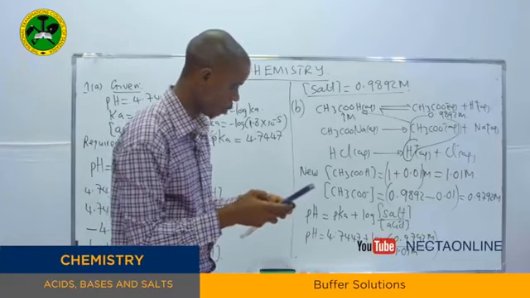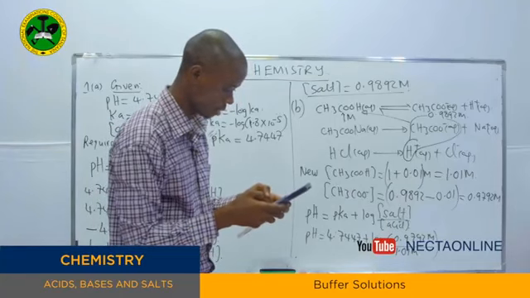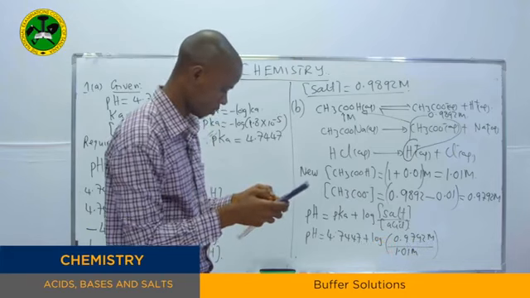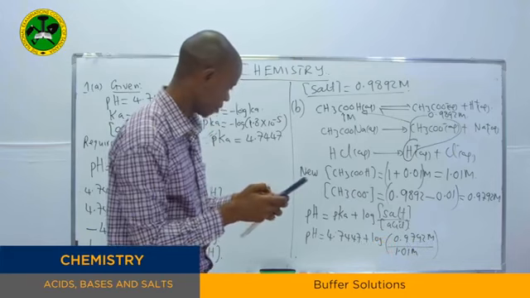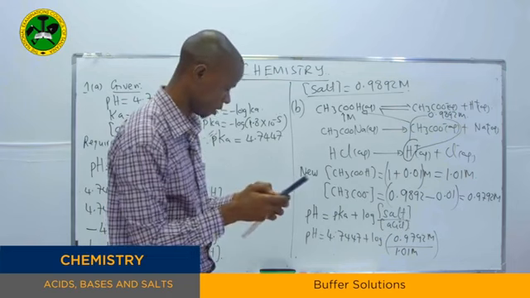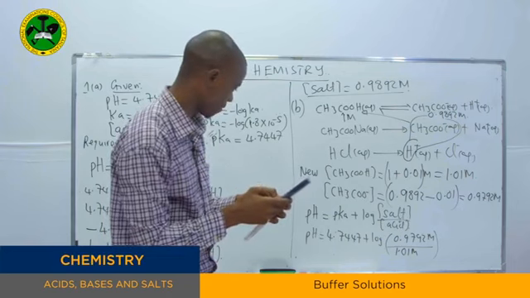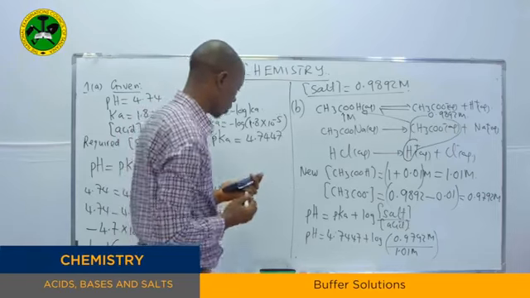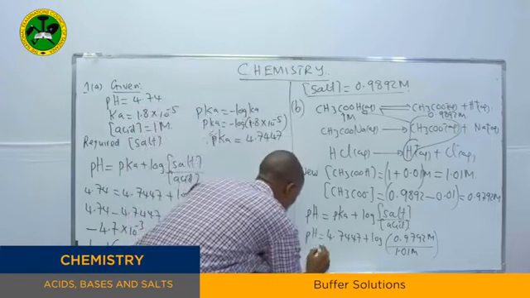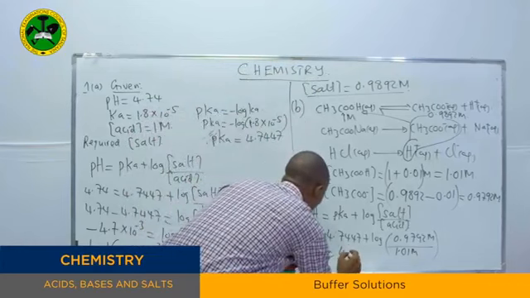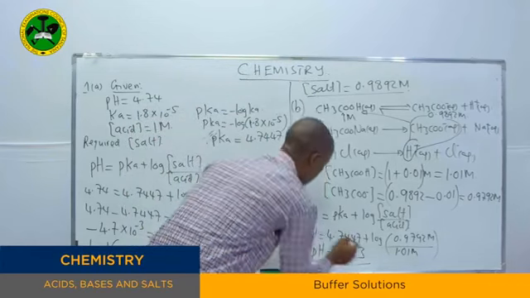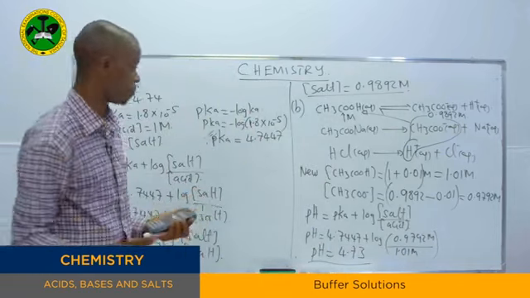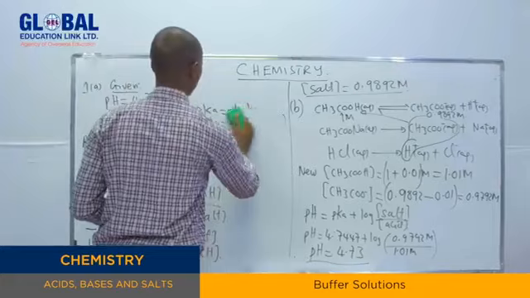Now from there you can use your calculator to make simple calculation. Divided by 1.01, logarithm of the answer. Now you take 4.7447 plus the answer. Here we are going to get the pH of this solution. The new pH will be equal to 4.73. This is the new pH of the solution. So as you can see there, it is very simple for you to do those calculations.